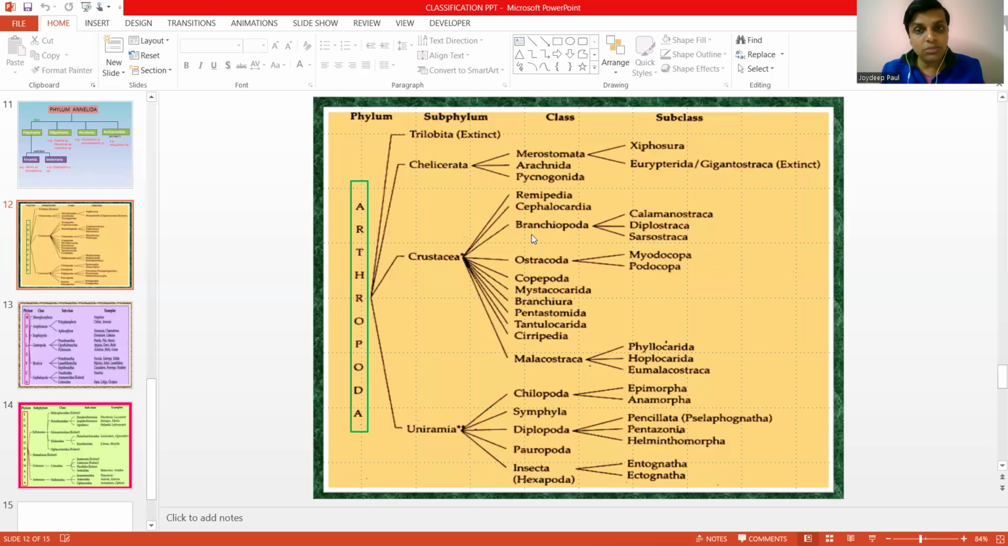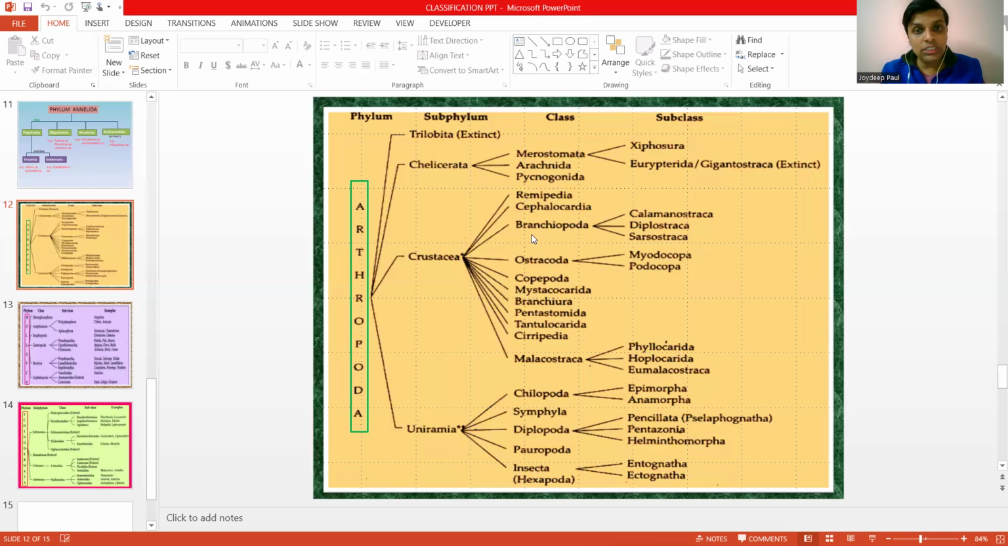Class Merostomata can be further subdivided into two subclasses. Subclass 1, Xiphosura, example is Limulus sp., and subclass 2, Eurypterida, which has now become extinct, also known as Gigantostraca, and comprises the extinct giant arthropods.